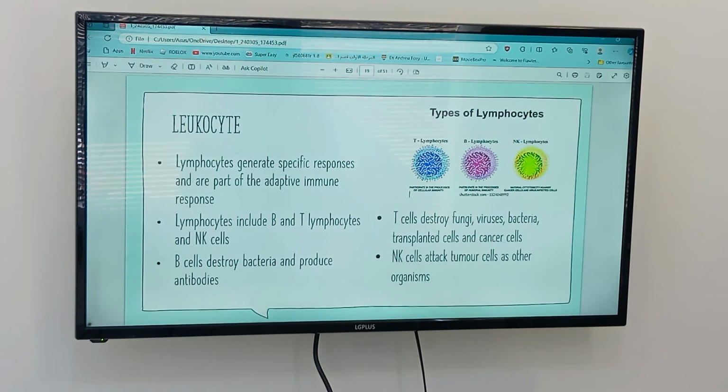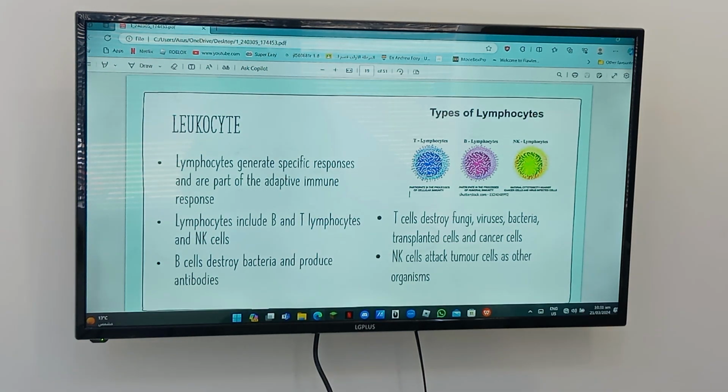For example, lymphocytes are divided into T lymphocytes and B lymphocytes. Natural killer cells are involved with cancer and other problems in the body. Lymphocytes include, as I said, B and T cells. The function of B cells is to destroy pathogens and produce antibodies. How can they destroy the pathogens?